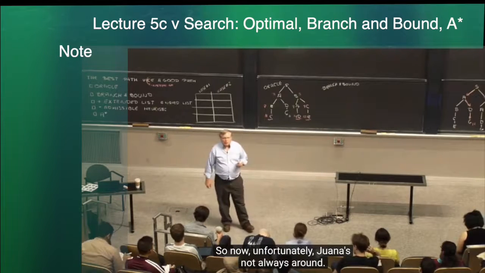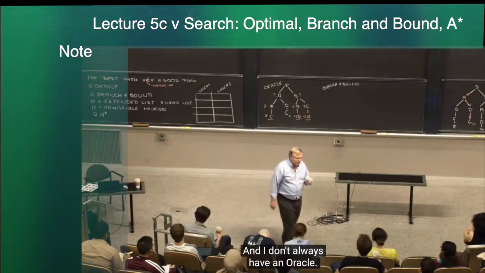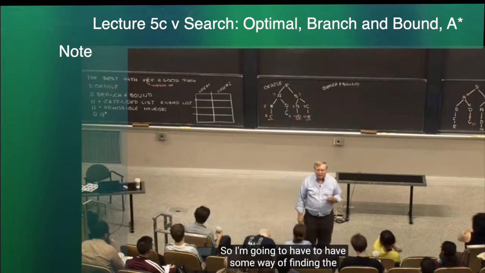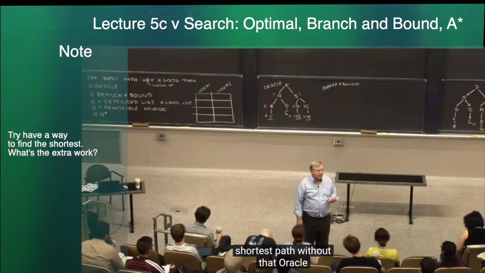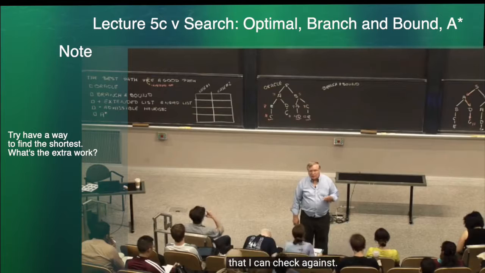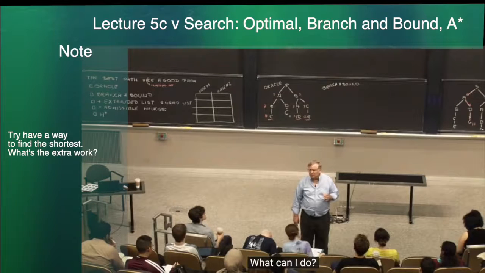So now, unfortunately, Juana's not always around, and I don't always have an oracle. So I'm going to have to have some way of finding the shortest path without that oracle that I can check against. And let's see, what can I do?